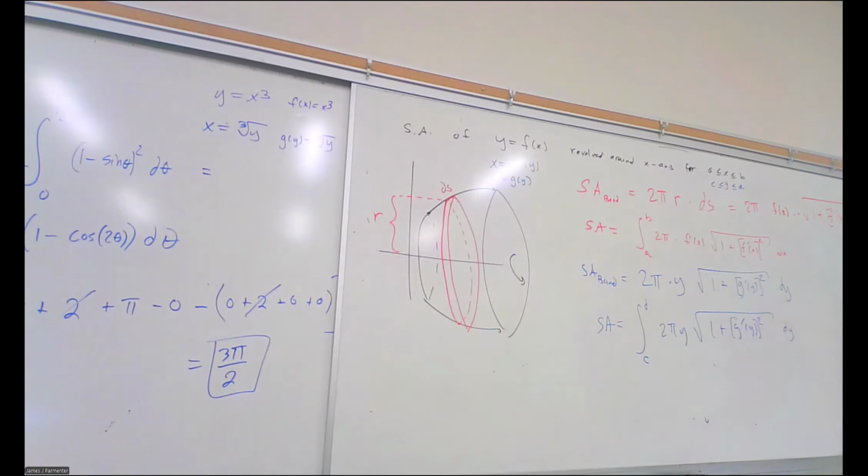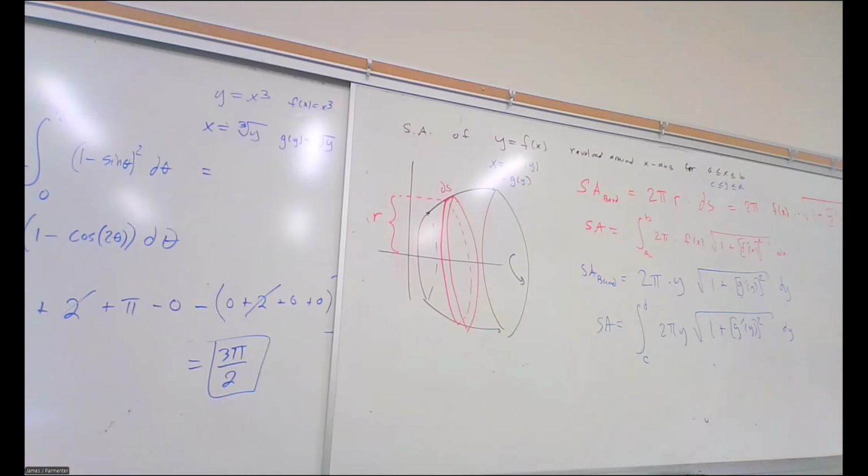And I'm not going to write it down, but if we were going around the y-axis instead of the x-axis, the radius would change, right? The radius instead of being f of x would just be x, or the radius instead of being y would be g of y. It's how far you are from the y-axis, which is your horizontal x distance.